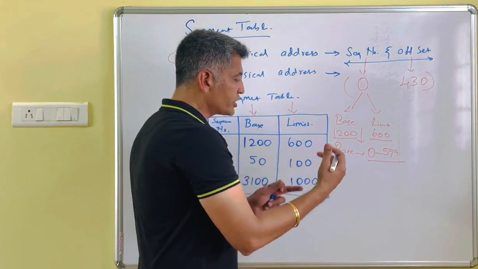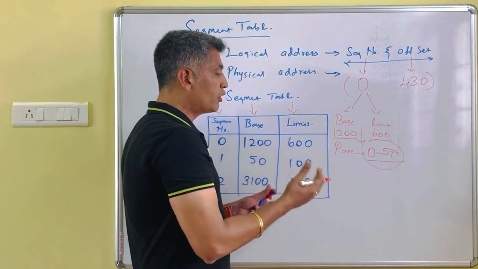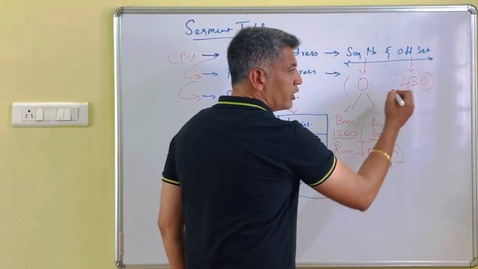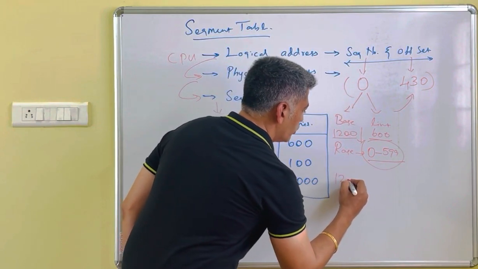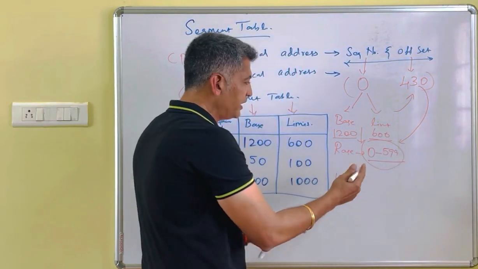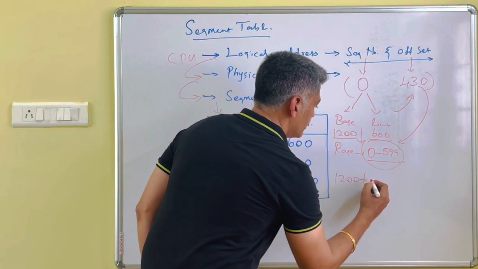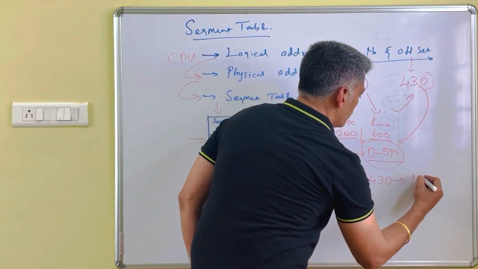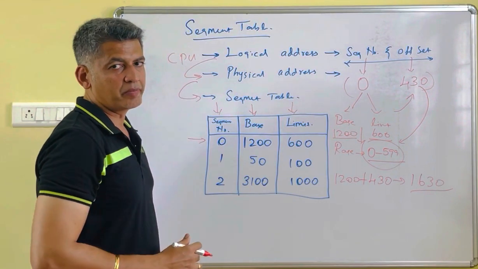If the logical address offset lies within this range, it will not create any error. Now we check with 430. The base is 1200, and 430 lies between 0 and 599, so there is no problem. Base 1200 plus 430 gives the physical address 1630. The physical address is calculated like this.